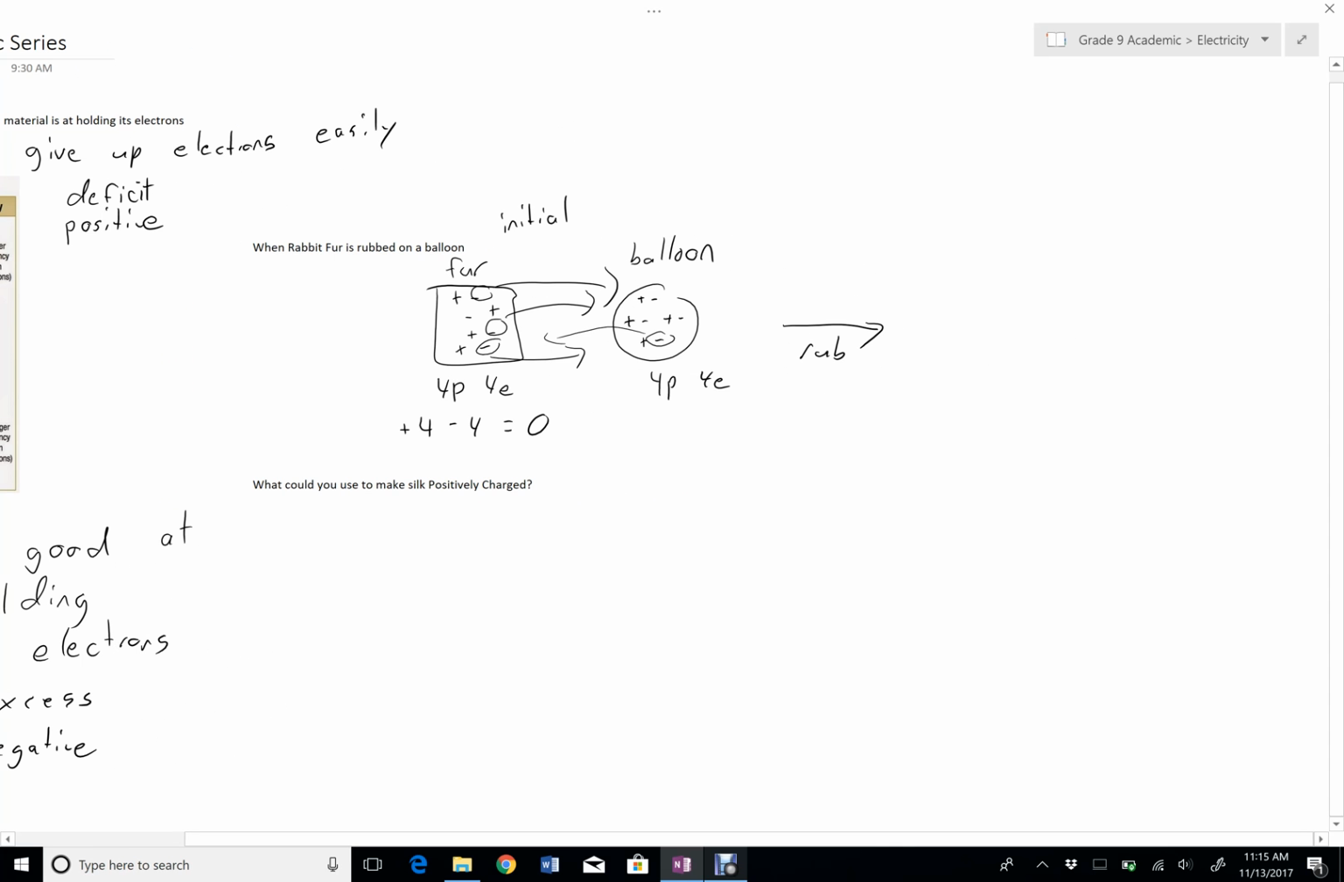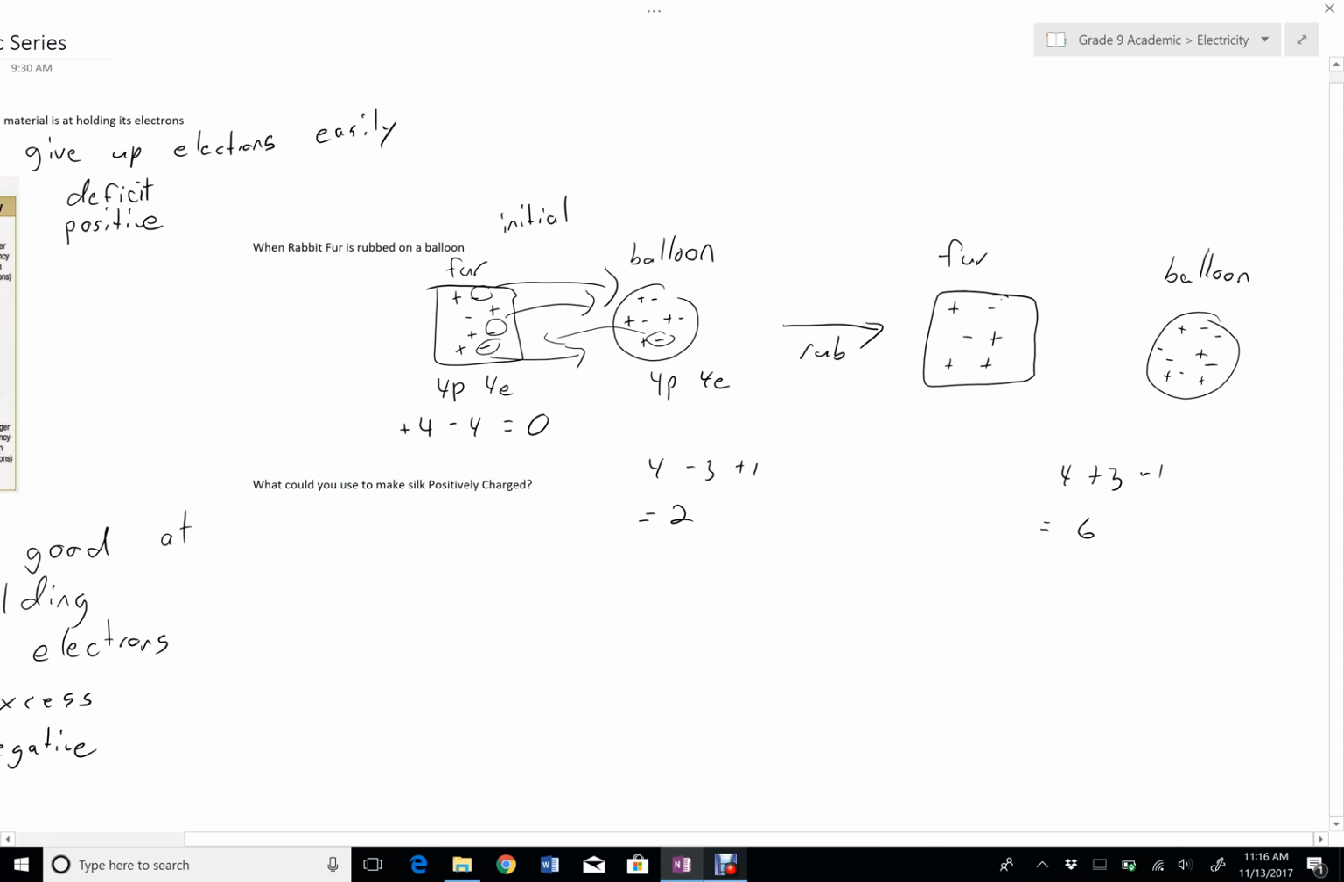which means the fur, having stolen 1 electron from the balloon but given up 3, will be down to 2 electrons. 4, given up 3, taken 1, leaving him at 2. In the balloon, having taken in 3 electrons and only given up 1, will be up to 6 electrons. 1, 2, 3, 4, 5, 6.